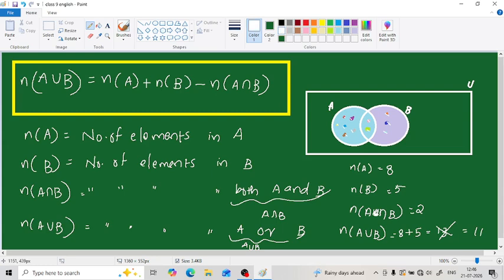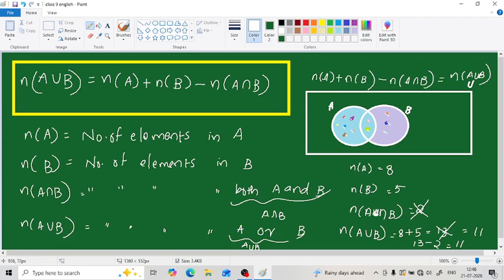Okay, so what we have to do is subtract that common element, that 2, from here, then we will get 11. So what we subtracted here is the intersection. First we added A and B, so we added n of A plus n of B, and we subtracted the common region one time. Then n of A intersection B, we subtracted it, and that makes our answer n of A union B.